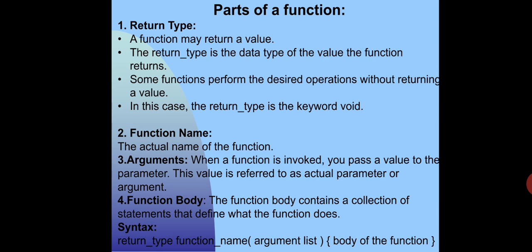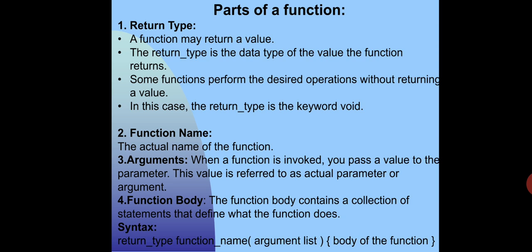And there will be functions without a returning value. It is not necessary that there should be a return value. So, there may be functions or operations without a return value. In this case, the return type will be kept as void. That is, the keyword void will be used. Then next is the function name. What is the function name? It will be the actual name of the function.